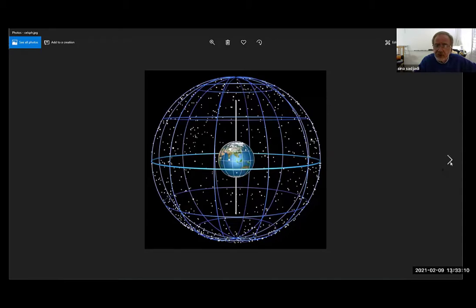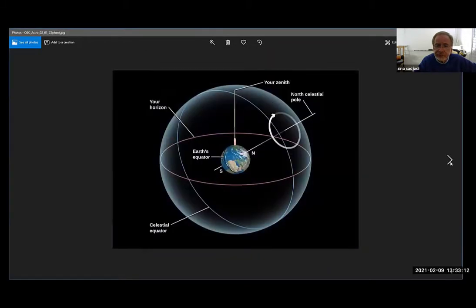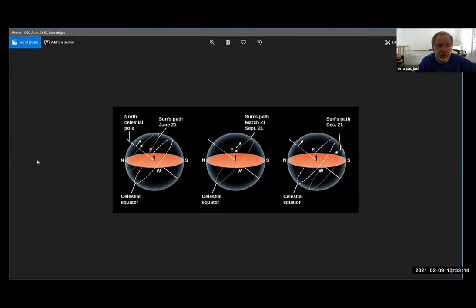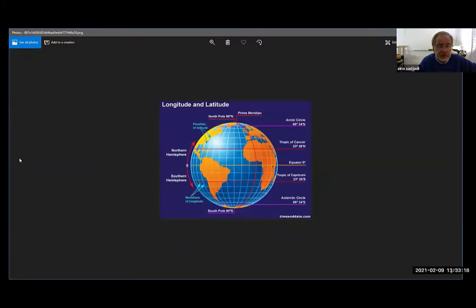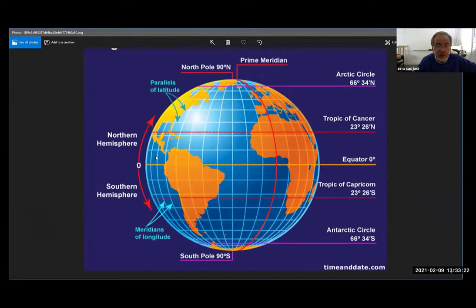So what is that called on the Earth? I think I went the wrong way. Allow me to get to my Earth. All right. Here is the Earth. This is the equator of the Earth. All right. Here's the equator of the Earth. And we have something called latitude. We have something called longitude.